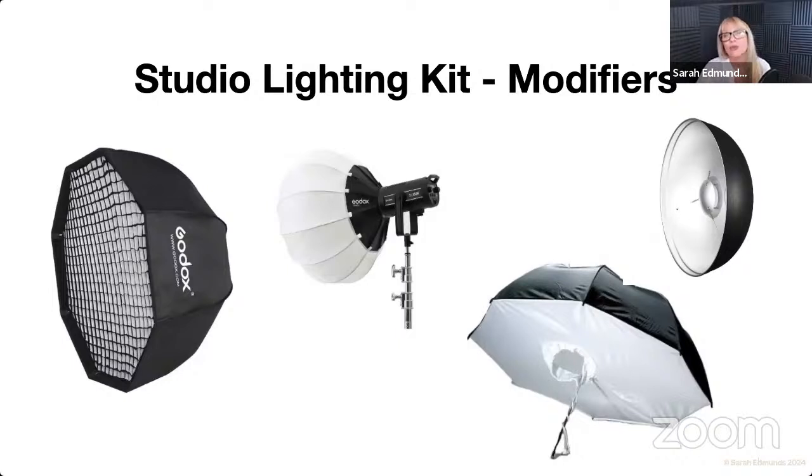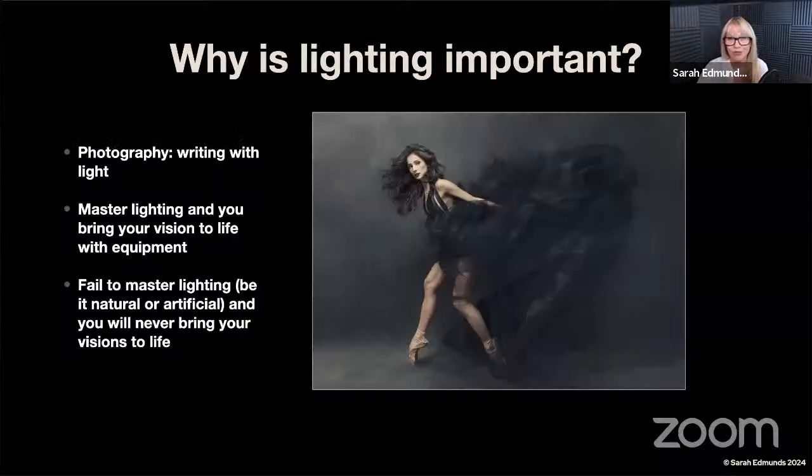The big reverse umbrella is delightful, and it's very light and very inexpensive, an absolutely amazing bargain and beautiful quality of light. And I also love the silver beauty dish when I want something a little bit more specular in terms of that light fall off.